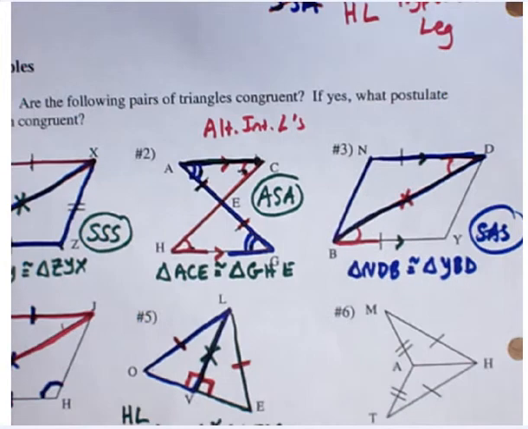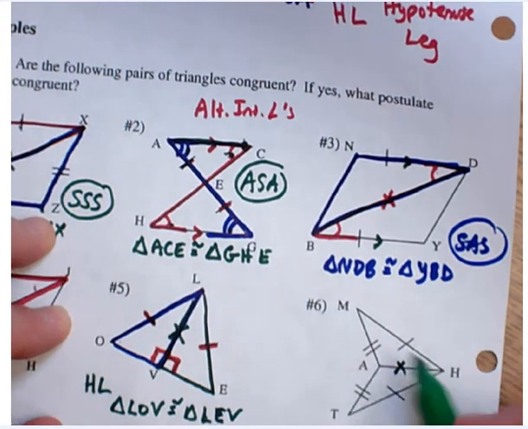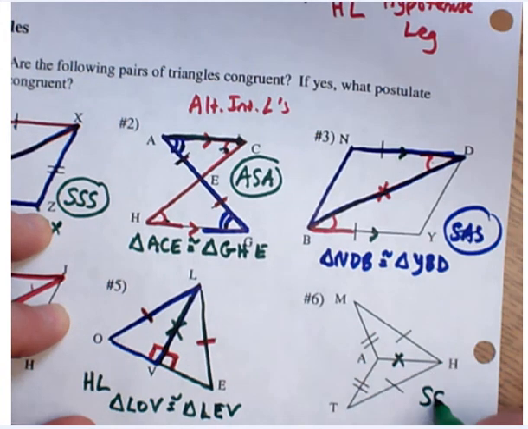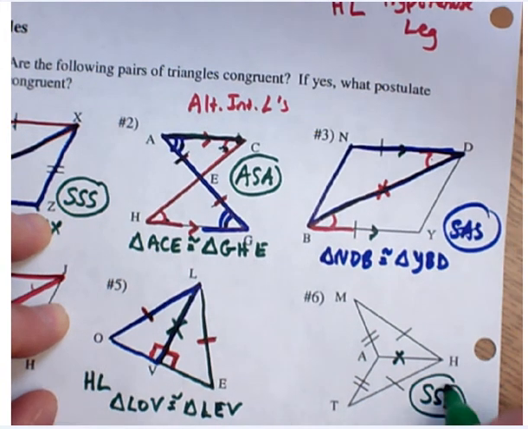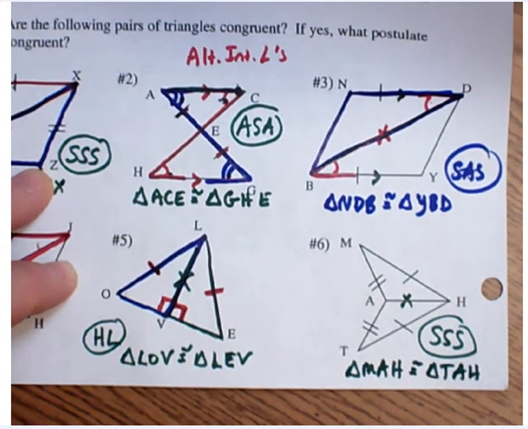Okay? And then the last one here, number 6, they have a common side, side, side, side. So that's side, side, side. And we would say triangle MAH is congruent to triangle TAH. MAH is congruent to TAH.